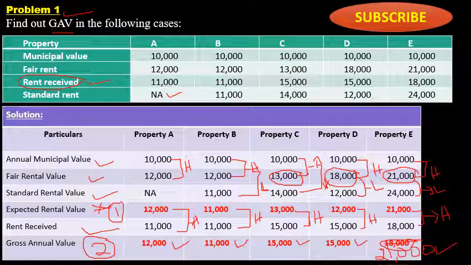So that is about today's class. In this problem I have explained how the gross annual value is to be calculated under let out properties.